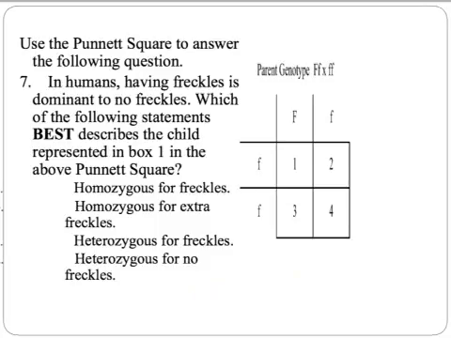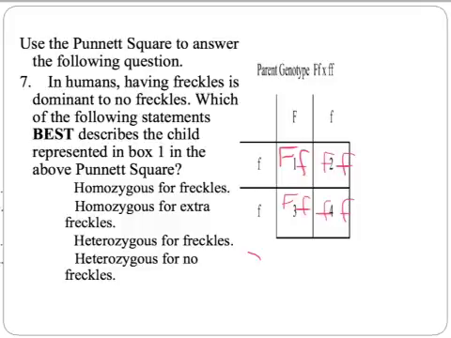Use the Punnett square to answer the following question. In humans, having freckles is dominant to no freckles. So, which of the following statements describes the child represented in box 1 of the Punnett square? So what I would do is go ahead and do the Punnett square. So we're going to bring down the F, bring down the F, bring down the baby F, and so on.